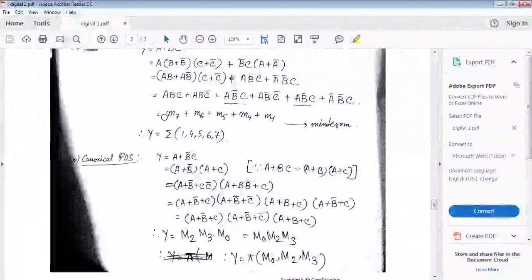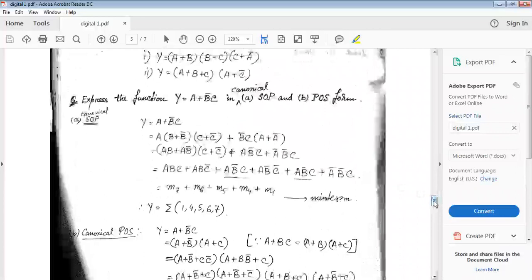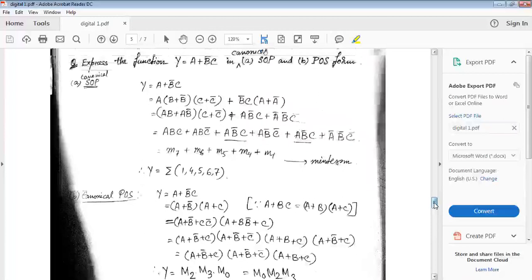So we were here to discuss how a function can be expressed in terms of SOP and POS form. In SOP form, we have learned how to write the min terms. As you can see, there are three variables, so there are eight terms, that is 0 to 7. It can be expressed as the summation of the first, fourth, fifth, sixth, and seventh terms.